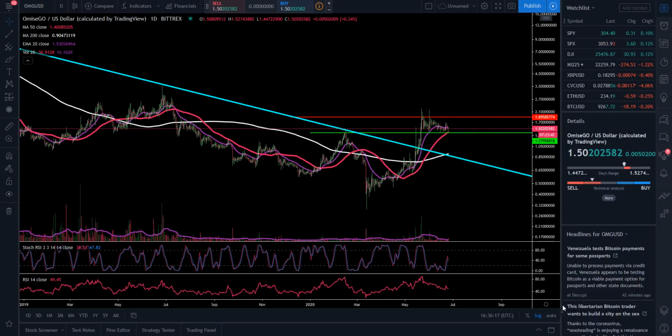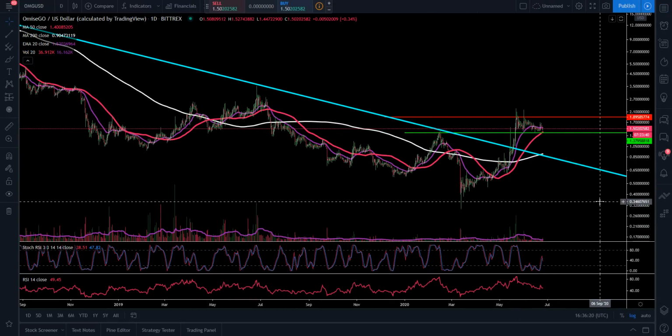We're basically waiting for Bitcoin to make its move, waiting for Ethereum, because OmiseGO is an ERC20 token as well. So it's really going to be driven by Ethereum, and we need to pay attention to that.